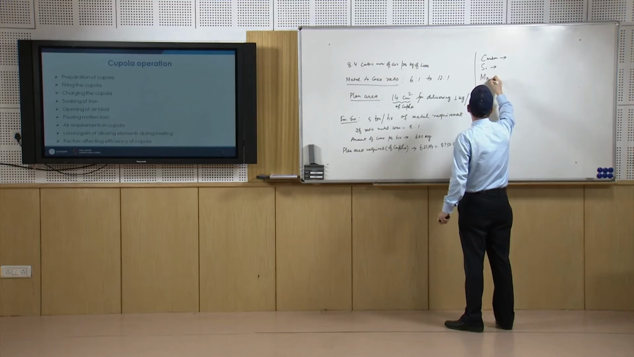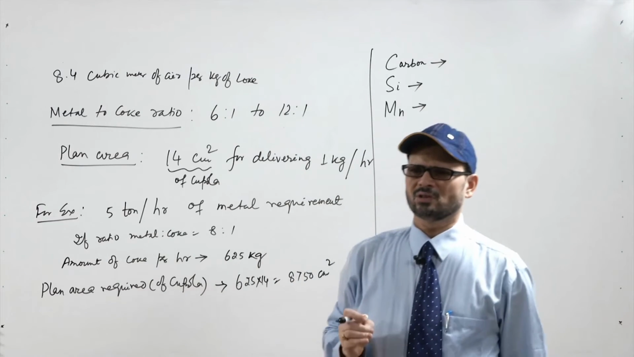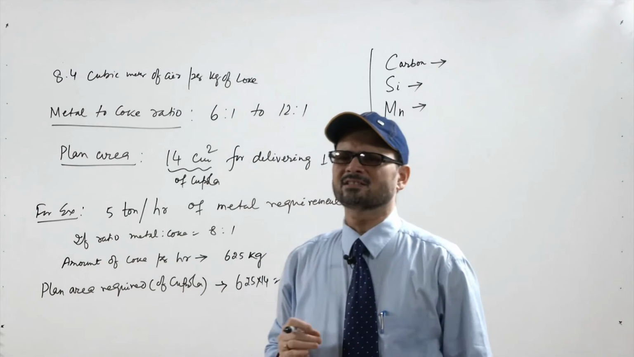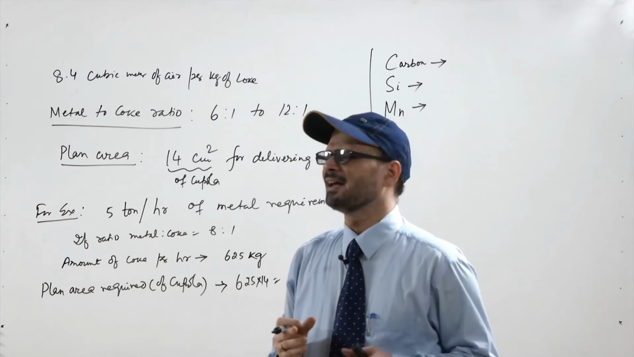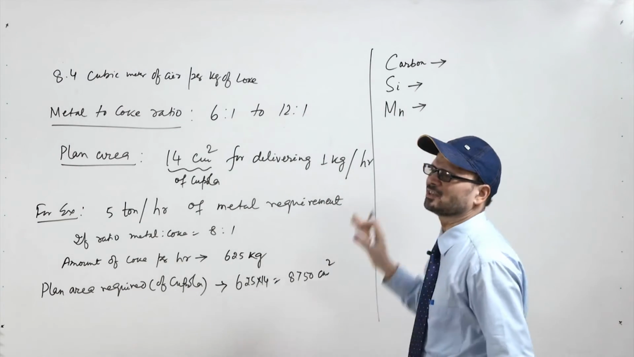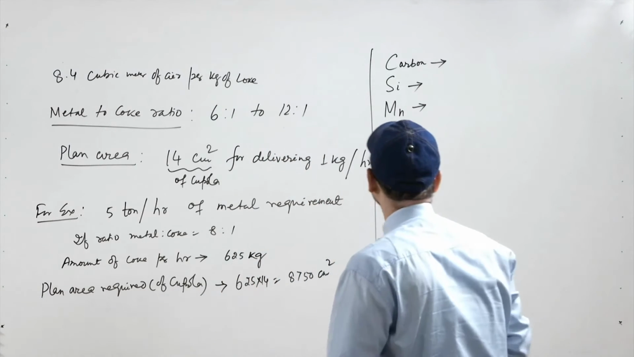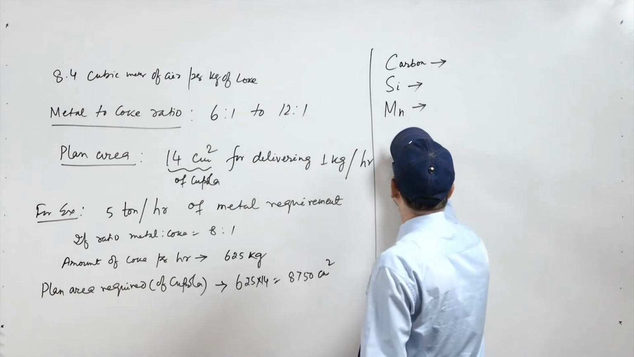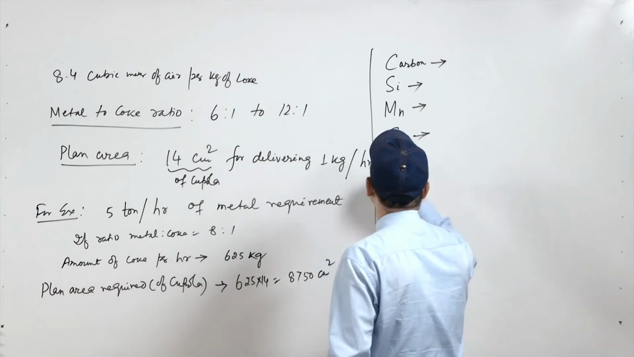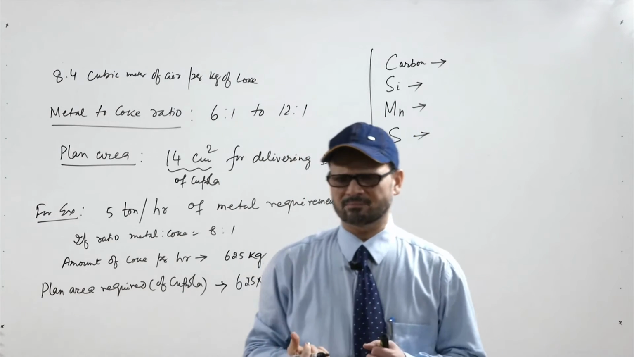Similarly, manganese is also lost. There will be loss of manganese, and this manganese has to be compensated again by the addition of ferromanganese. So, these are the elements which are lost. Now, sulfur. There is a pickup of sulfur.